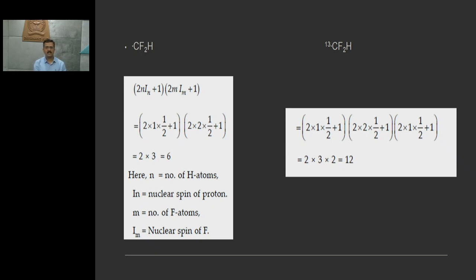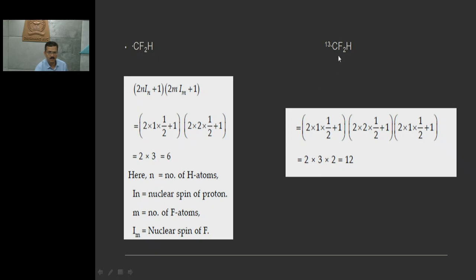And this one is an example where we have the CF2H radical and another one, the CF2H radical. Only the isotopes should be variable, 2nI plus 1 and 2mI plus 1. So 2 into 1, 1/2 plus 1, and 2 into 2, 1/2 plus 1. This is for hydrogen, and this is for fluorine, but both have spin 1/2. We get 6 lines for this molecule.